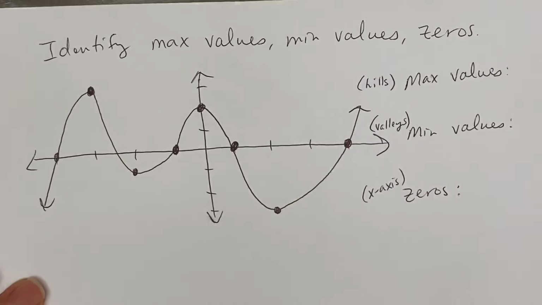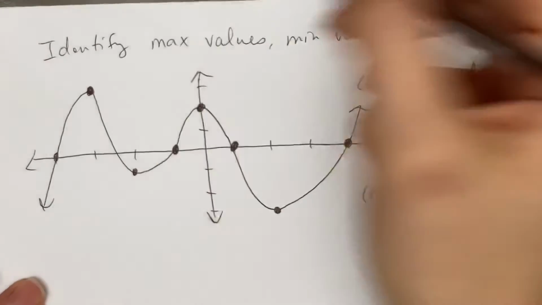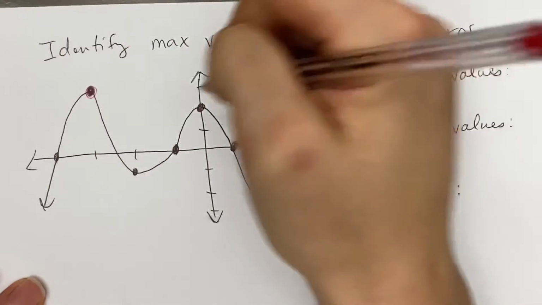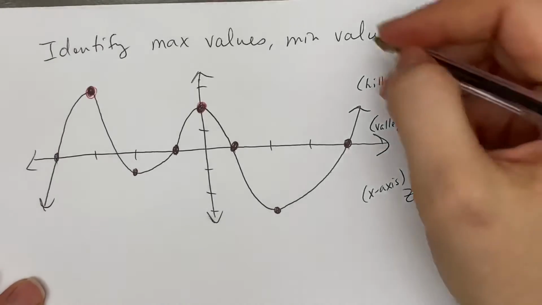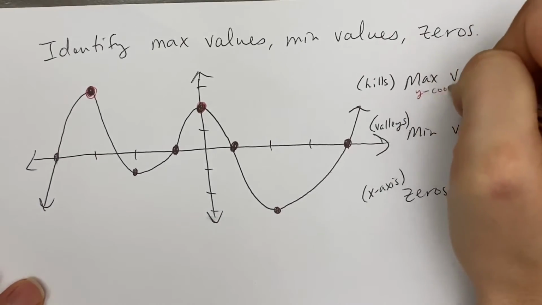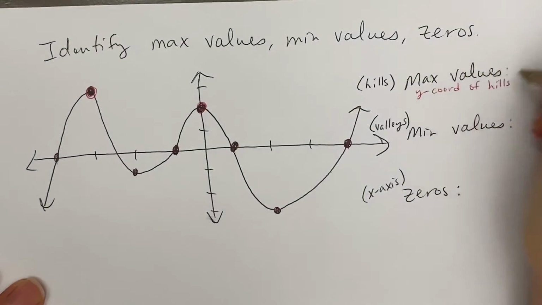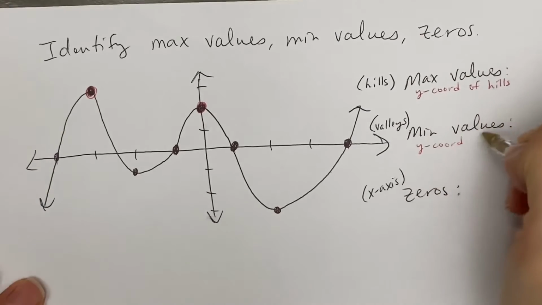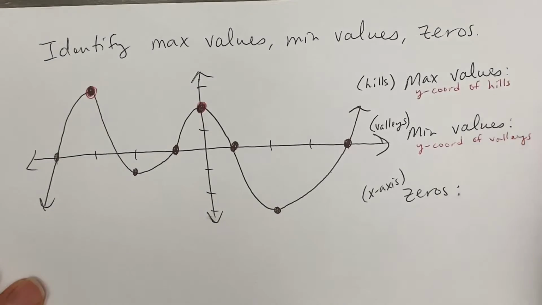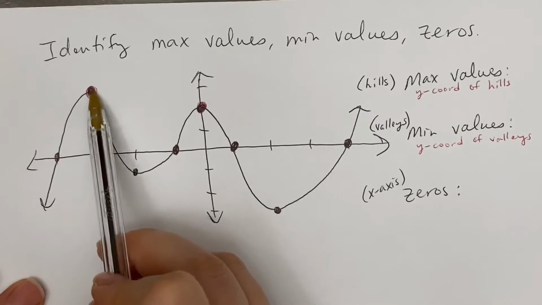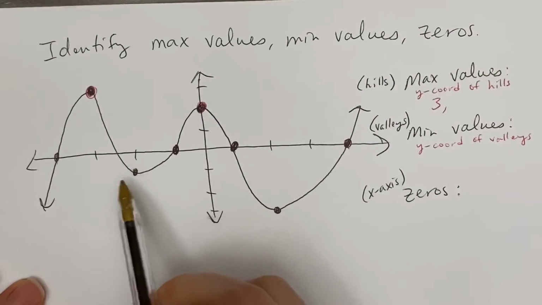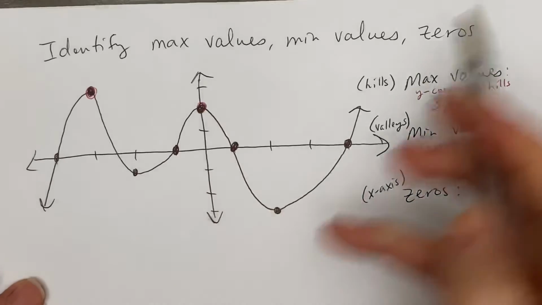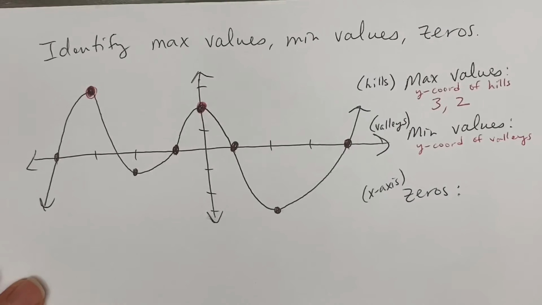Okay, so if I'm looking at this graph, I see a couple of hills. I see a hill right here, and I see a hill right here. So the maximum values are the y-coordinates of the hills. And the minimum values are the y-coordinates of the valleys. So the y-coordinate of this hill is at 3. So one maximum value would be 3. Another maximum value would be the y-coordinate here, which is at 2. Those would be your maximum values.